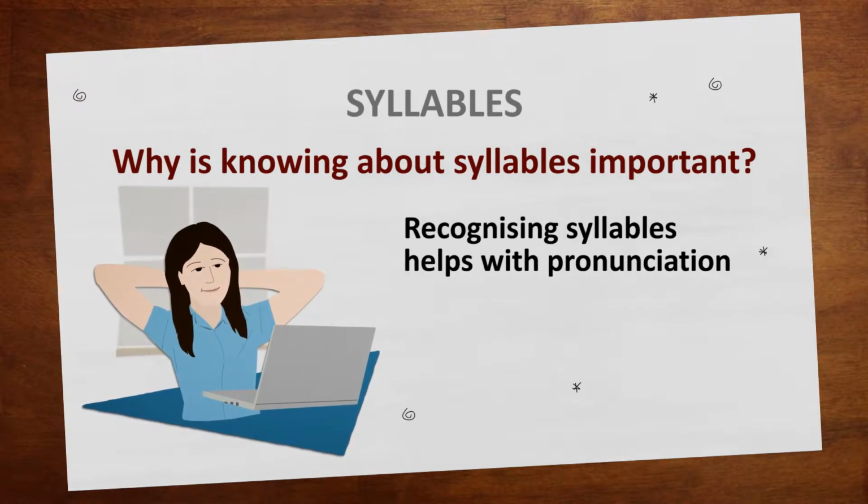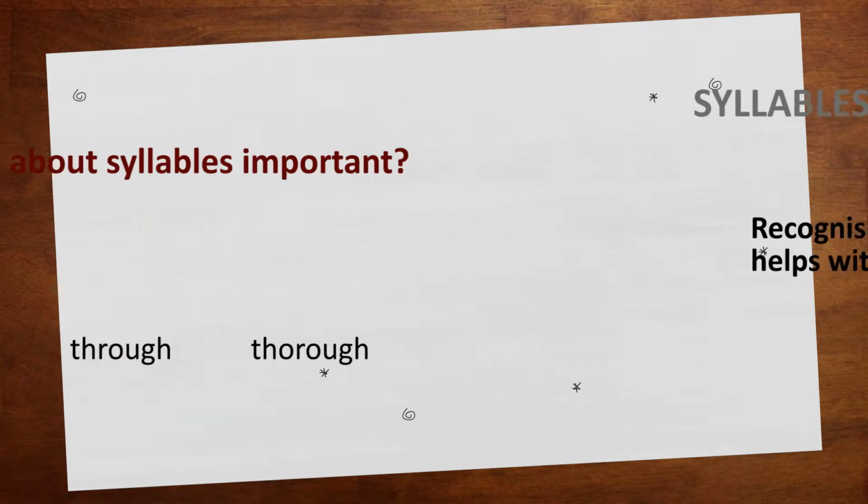For example, try pronouncing the words on the screen. Did you get them right? The words are through and thorough. To many people, they look very similar, but through has one syllable, while thorough is made up of two syllables.